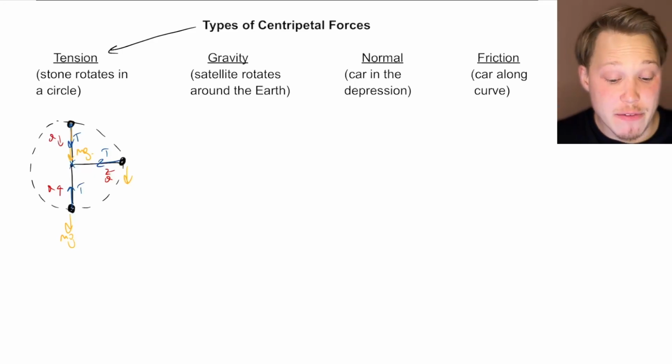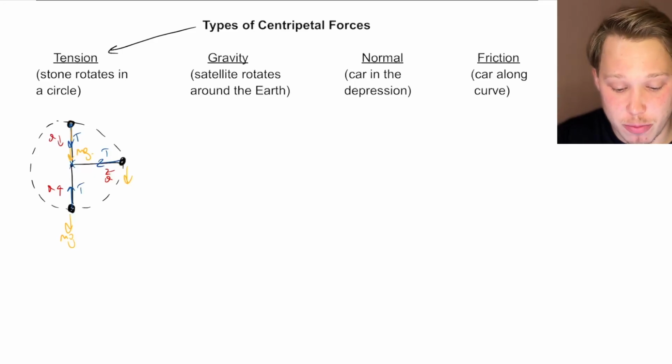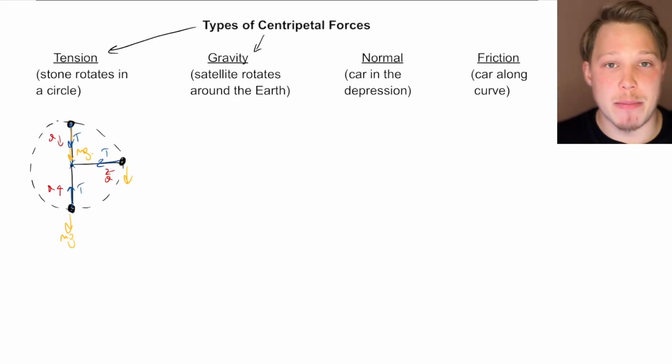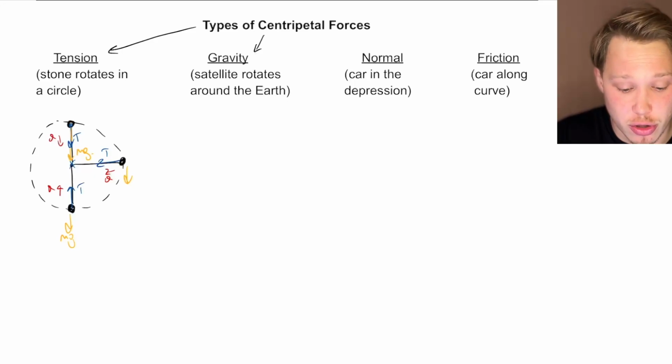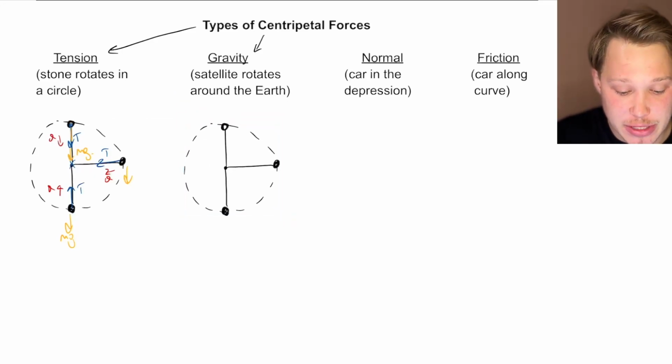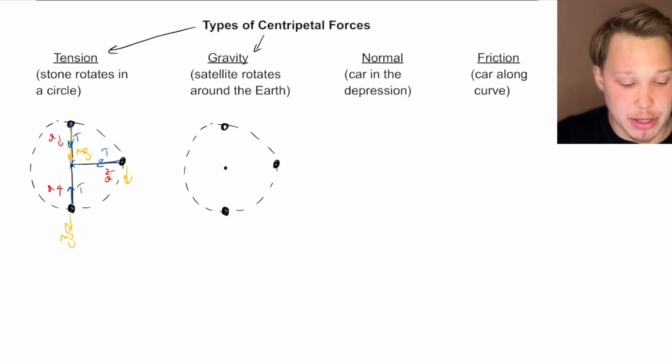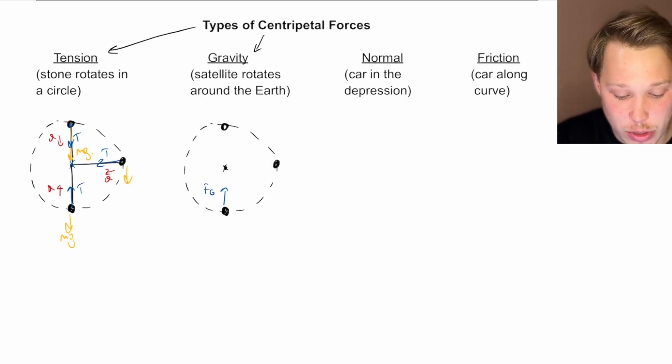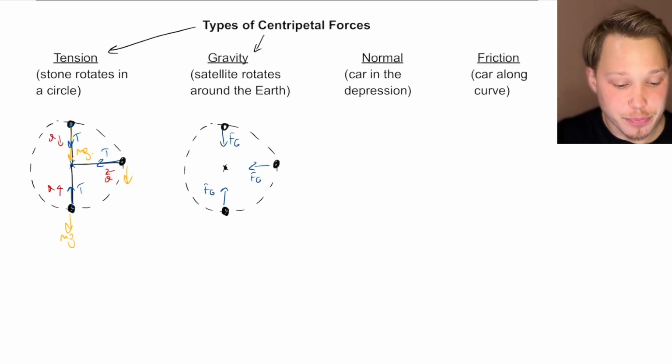Now, gravity can also be your centripetal force. The most common example are probably satellites that are orbiting around the Earth, or Earth that is orbiting around the sun, in a circle. So gravity can totally be a centripetal force. Now, obviously, they're not connected literally, but let's say if this is the Earth and this is a satellite, the gravitational force will, once again, always be pointed to the center of the circle.